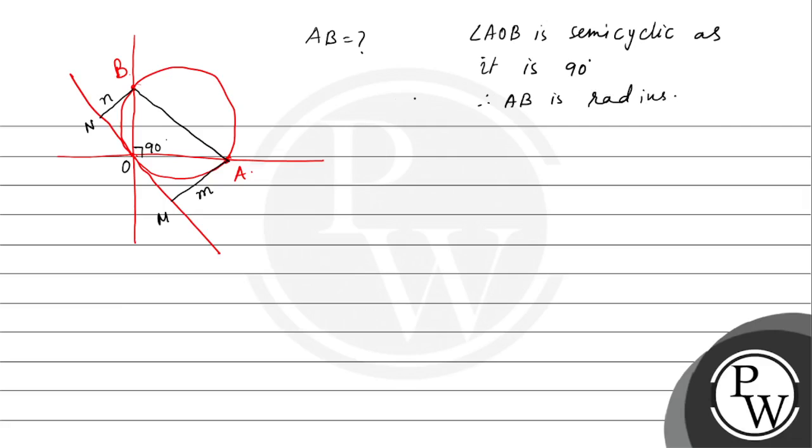So AB is the diameter. Right. So suppose this is the center, so center P will be the midpoint of AB. Okay, then what do you do? Join OP.